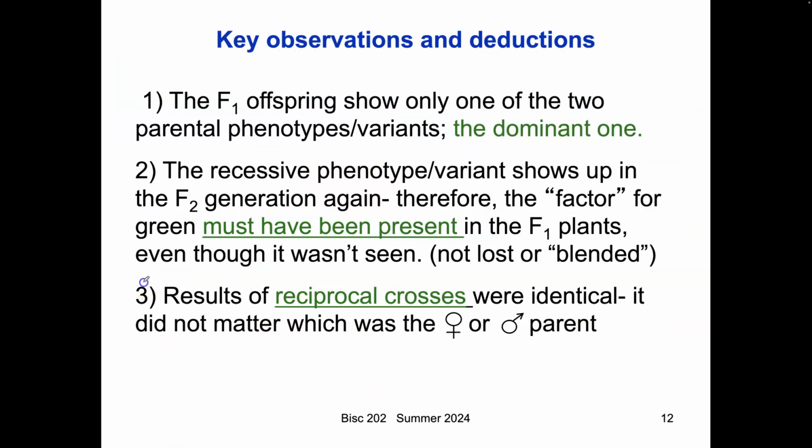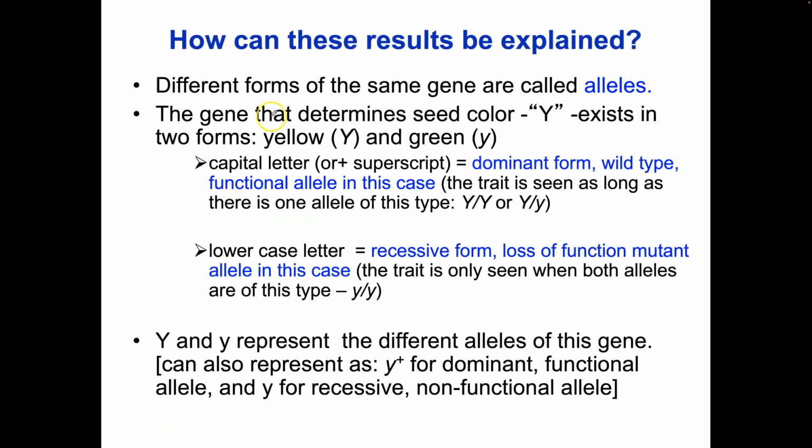And the other thing that is important is that he did the crosses in both possible directions. That means the purple flowering plant was the male plant and the white flowering plant was the female one, or vice versa. And it never made any difference which trait came from the female or the male. So these were all autosomal traits, which we'll talk about probably in the next lecture. So how can we explain these?